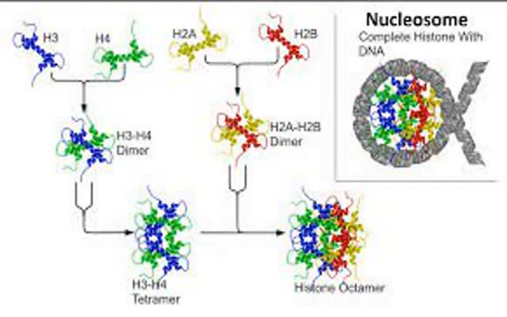Deoxyribonucleic acid is a molecule composed of two polynucleotide chains that coil around each other to form a double helix, carrying genetic instructions for the development, functioning, growth and reproduction of all known organisms and many viruses. DNA and ribonucleic acid are nucleic acids. Alongside proteins, lipids and complex carbohydrates, nucleic acids are one of the four major types of macromolecules that are essential for all known forms of life.